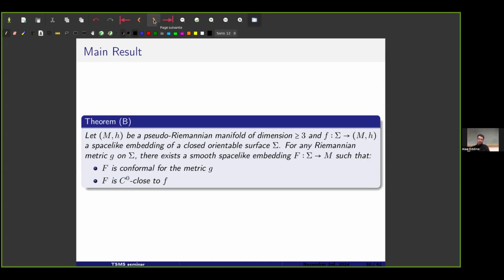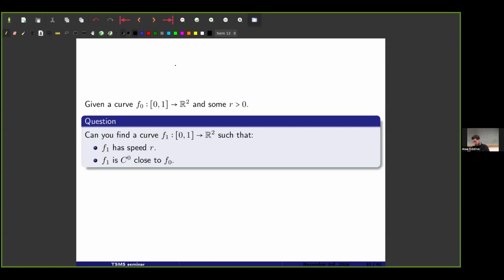Okay, so what is the idea of this? I will start with this problem. If you take a curve in R2 and some constant R, can you always find the curve? So you have some curve f0, and you want to find a curve f1 such that it has speed R and it is C0 close to f0.